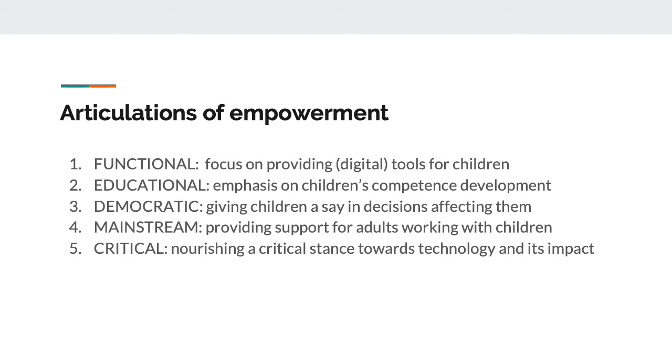Educational empowerment, in turn, puts emphasis on the development of particular skills and competences that children might need later in life. Democratic empowerment is about giving children a say in technology design processes, whereas mainstream empowerment means providing support for adults, often parents and teachers, who work with children. So children are only empowered indirectly here. And then finally, critical empowerment is about nourishing children's critical stance towards technology and its impact, and is considered the most radical form of empowerment.